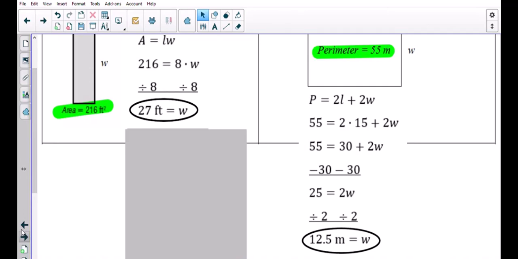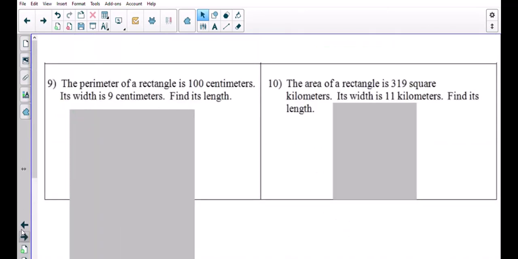All right, let's take a look at numbers 9 and 10. So in number 9, it says the perimeter of a rectangle is 100 centimeters. We're given its width to be 9 centimeters. We want to find its length.